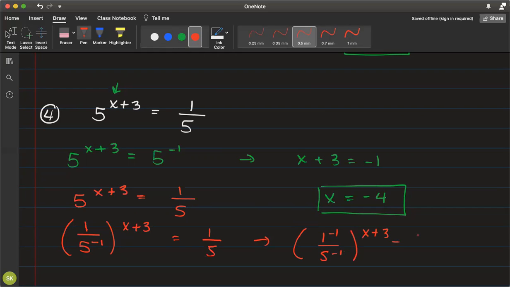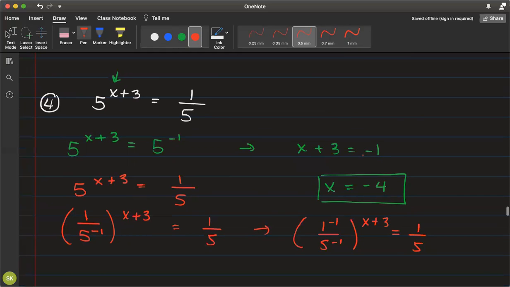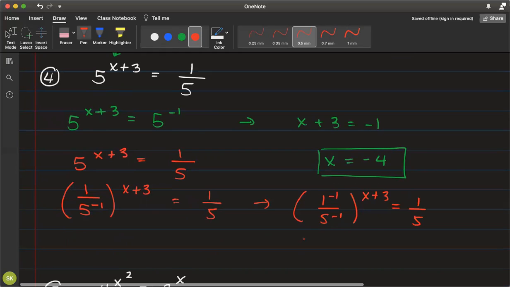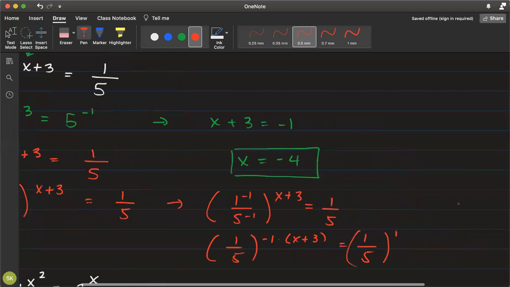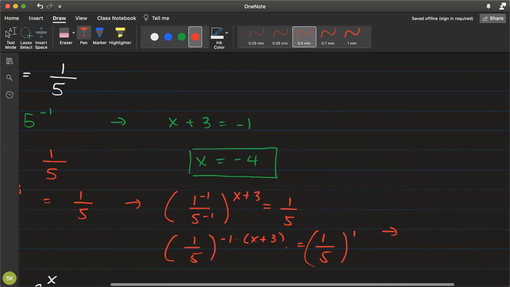x plus 3 is equal to 1 over 5. And then you can pull that negative 1 on the outside. So you'll have 1 over 5 to the negative 1 times x plus 3 is equal to 1 over 5. And this 1 over 5 is raised to the power 1. And then you can say that negative x minus 3 is equal to 1, because we have the same base. So negative x minus 3 is 1. And then you just solve for x. You can move the x to the other side and the 1 to the other side.